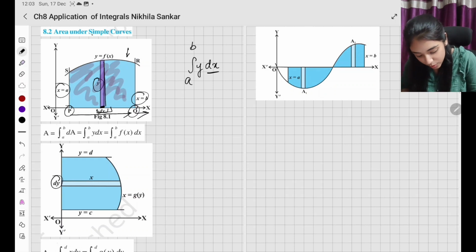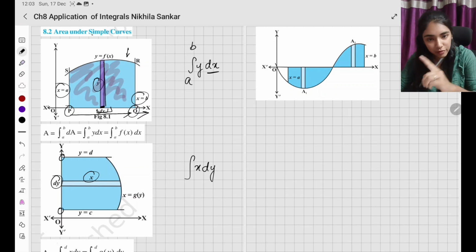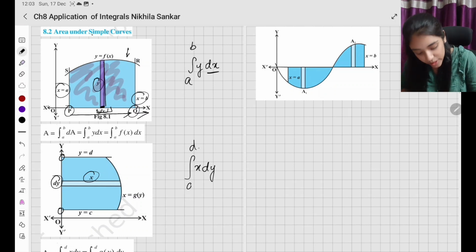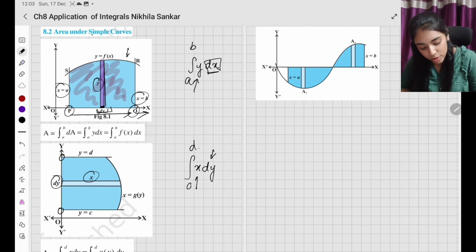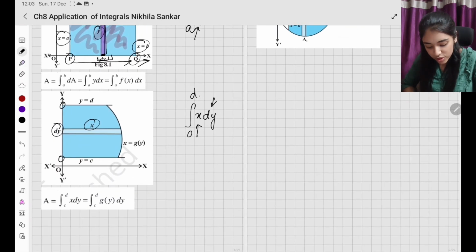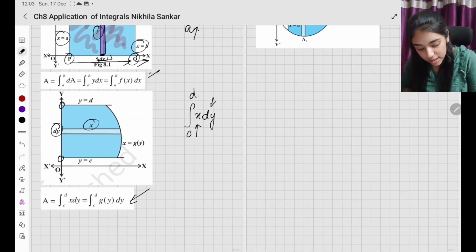இப்போ இதுவே other way round இருந்ததுன்னா என்ன பண்ண போறோம்? I'm going to take dy times this particular x and I'm going to integrate from this point to this point. கீழே இருந்து மேலே, left to right and down to up. Okay, so அப்போ என்ன பண்ணுவோம்? C to D. புரிஞ்சுதா? So இந்த மாதிரி integrate பண்ண போறோம். So when you have a dx, I'm going to multiply that to y. When I have a dy, I'm going to multiply that to x. Okay, புரிஞ்சுதா? So அதுதான் இங்கே கொடுத்திருக்கு. This is what is given here.